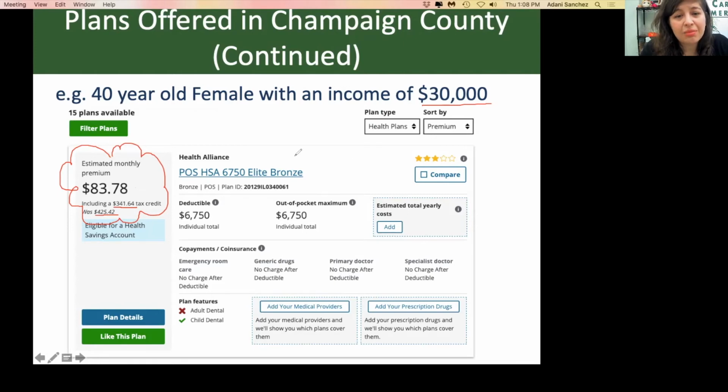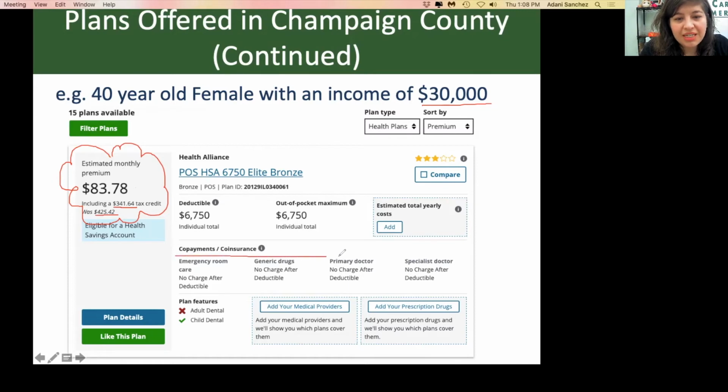And again, this is a bronze plan, so we know that there are going to be more plans available. They might be more expensive, so this is going to be on the cheaper end. This is actually the cheapest bronze plan available. The deductible is $6,750, and that's also the out-of-pocket maximum.